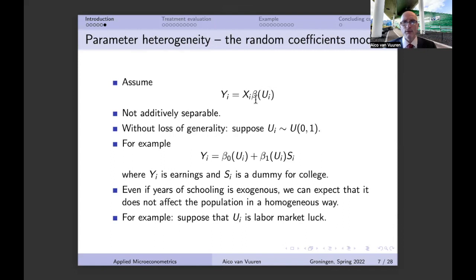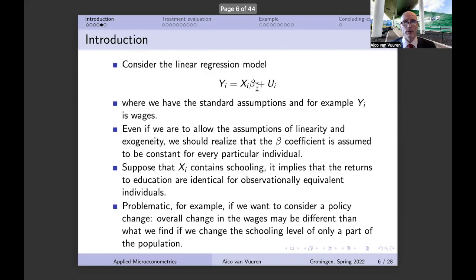And this allows for the fact that, say, the x's are going to have a different impact for different individuals, depending on the outcome of the ui that we have over here. Because now ui directly has an impact on this beta that we have over here, and that was not the case over here.